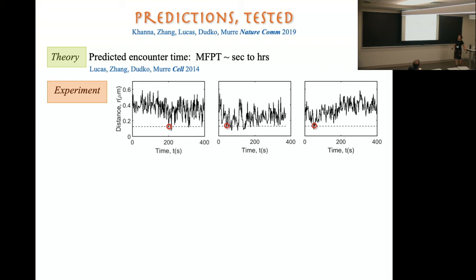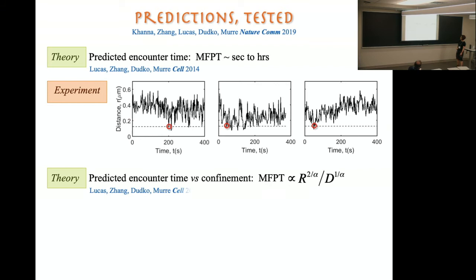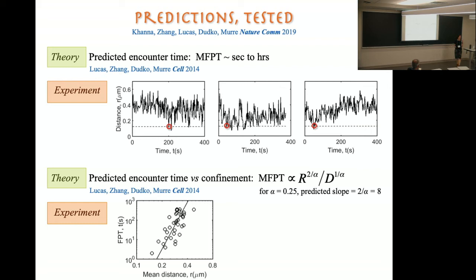The second prediction was about the scaling of the first passage times with the size of the confinement. So what we did to test this scaling, we extracted the first passage times from these trajectories and plotted them against R, where the R that we used was the mean spatial distance between the segments.